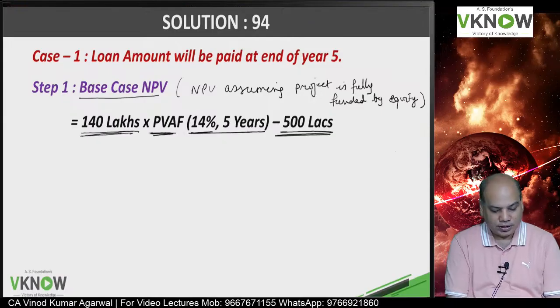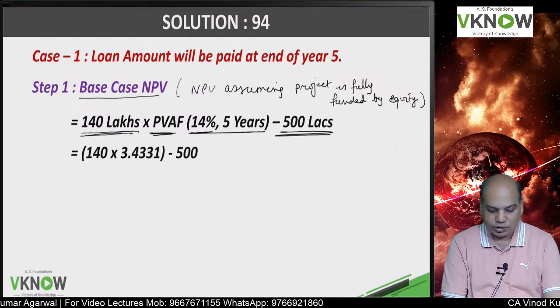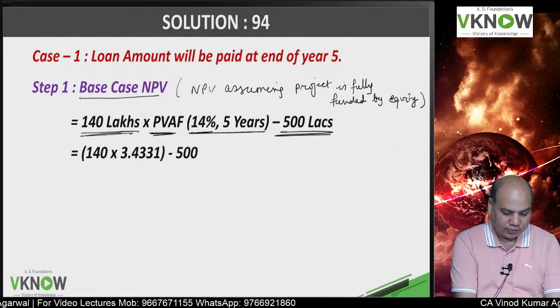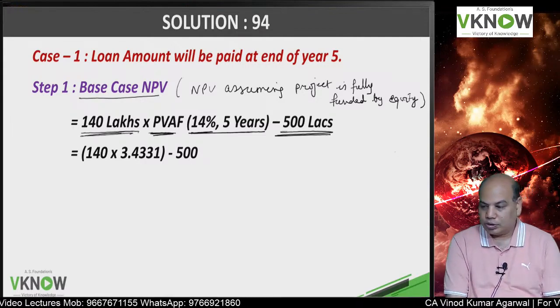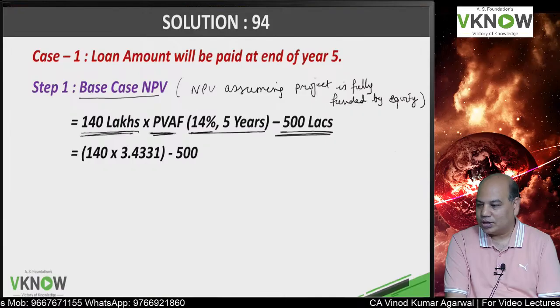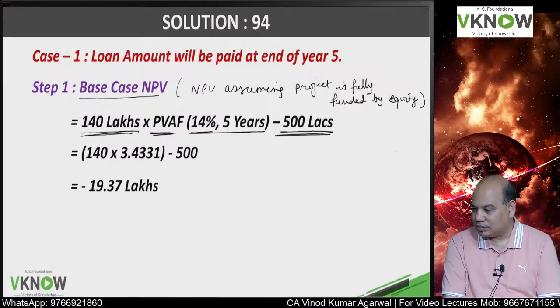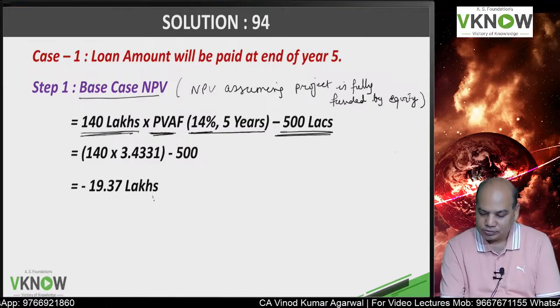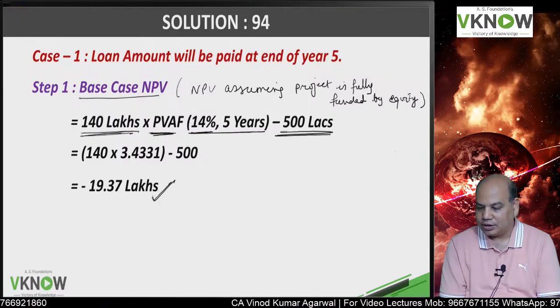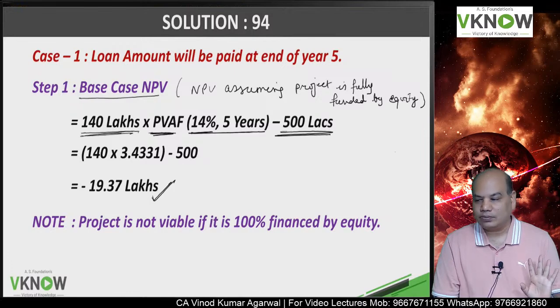You have to answer, please. What is the annuity factor for 14% and 5 years? 3.4331 multiplied by 140 minus 500. Anyone who would like to answer the base case NPV? Base case NPV is negative 19.38. Very good answer. So if the project is wholly financed by equity, it is not viable.